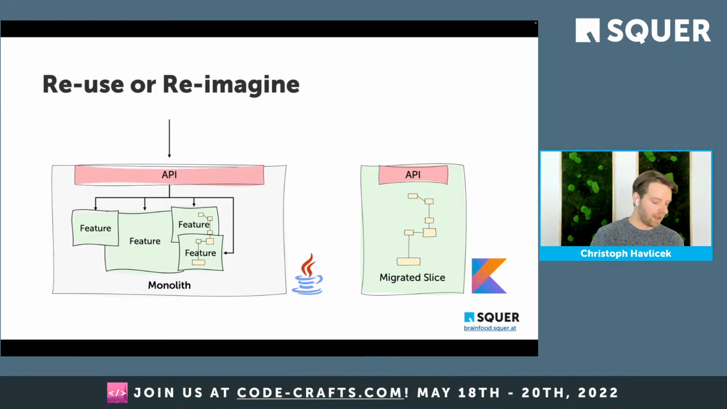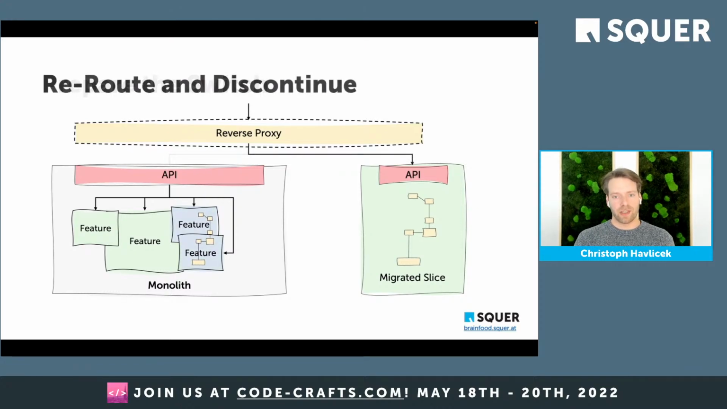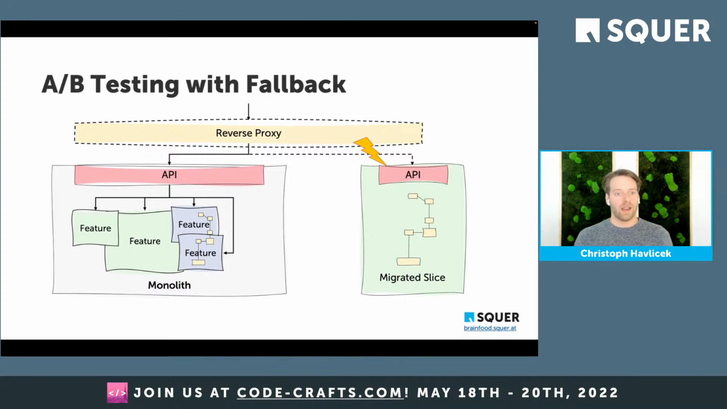Once you have created the slice, it is time for you to prepare a switch. Usually this is a reverse proxy. And when your slice is ready, you are able to reroute the traffic and use your migrated slice. What happens now is that certain features in your monolith have been discontinued. They have not been extracted, but they are just not used anymore. The benefit here is, up to this point, we have not even changed the monolith. So we essentially always have the possibility to fall back if something goes wrong. And we can do a lot of testing beforehand to compare results.